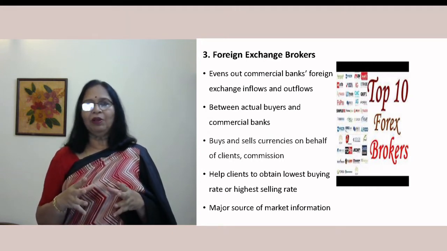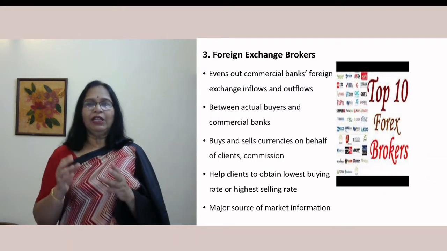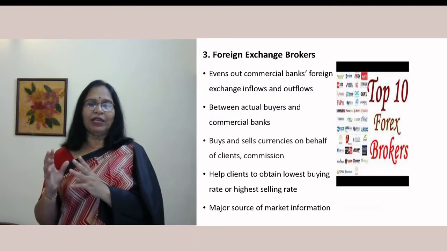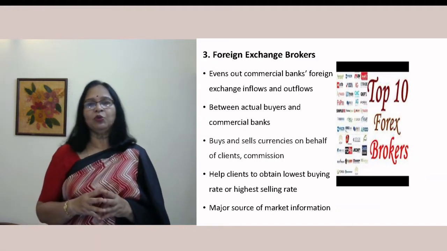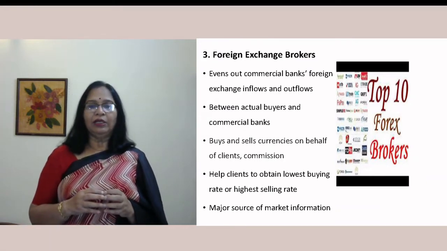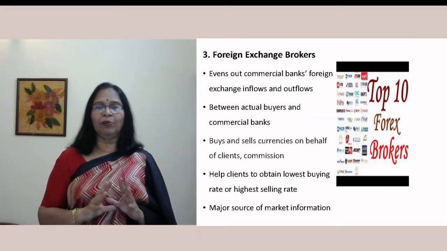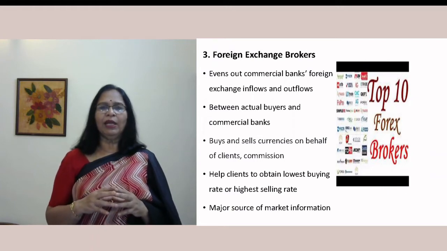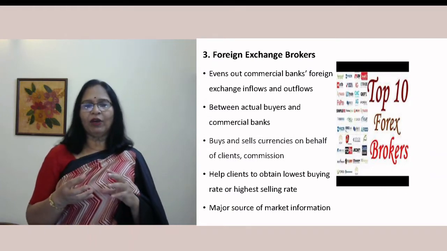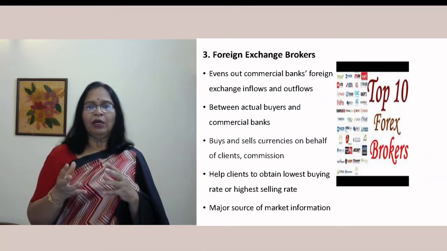Then the third one are the foreign exchange brokers. These are people who take the foreign exchange market as an occupation. They engage themselves by getting employed in this foreign exchange activity. Now, what do they do? They are not actually dealers. They are not people who are buying and selling any commodity. They are participants in such a way that they track the inflow of currency, and they also see the outflow of currency between the users.